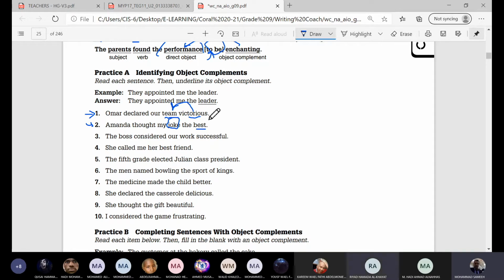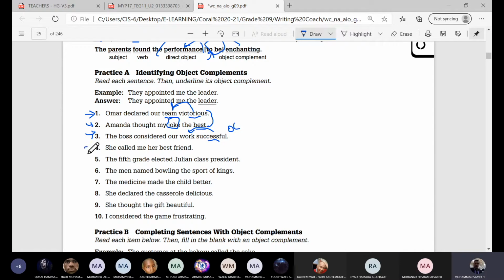It's the adjective best. So both of them are adjectives, number 1 and number 2, like you see, victorious, best. Both of them are adjectives describing the direct objects, team and joke. Thank you. Okay. Muhannad, number 3. The boss considered our work successful. It's successful. This one is so clear as number 1 and number 2. It's a third adjective. Yes, it's an OC, object complement describing the direct object work. Very good. Thank you so much.